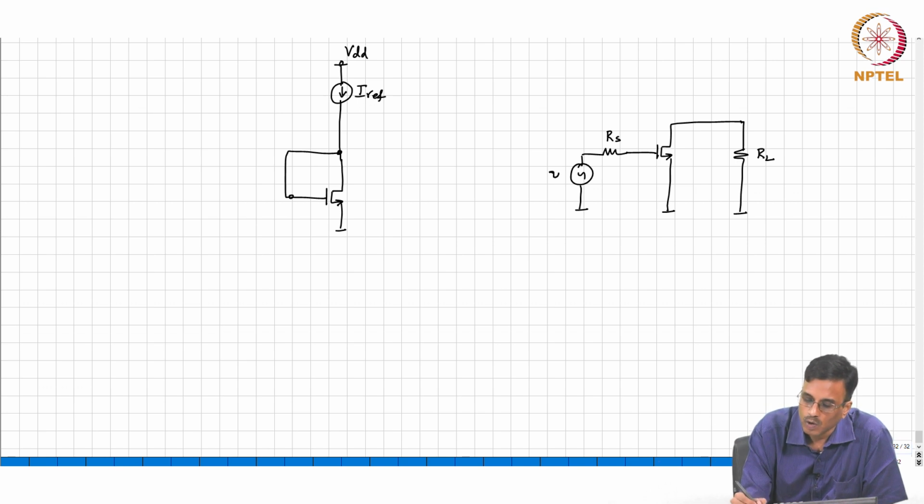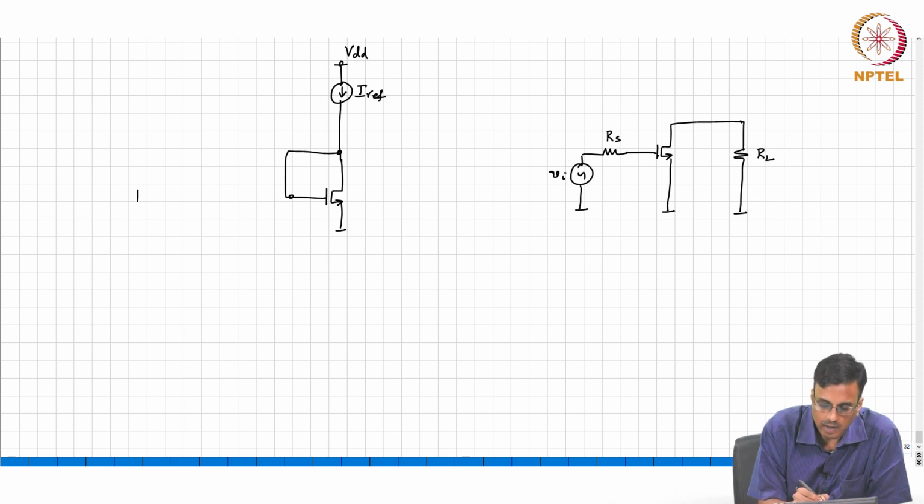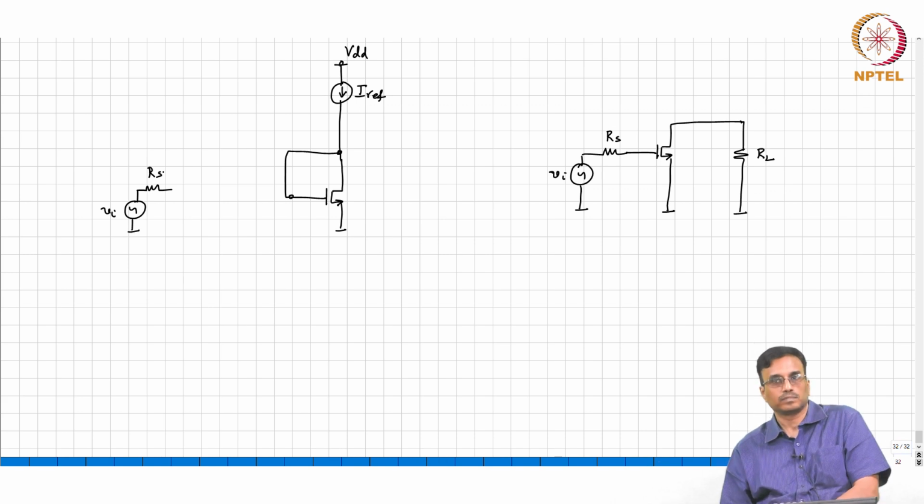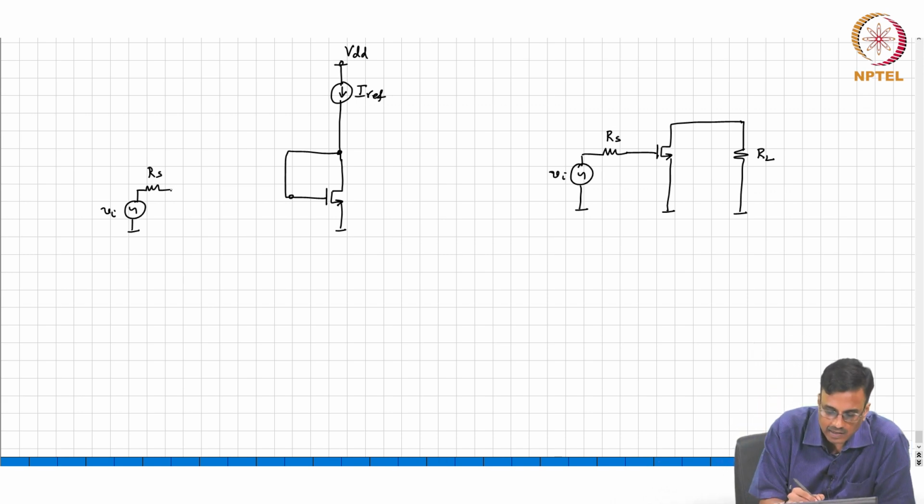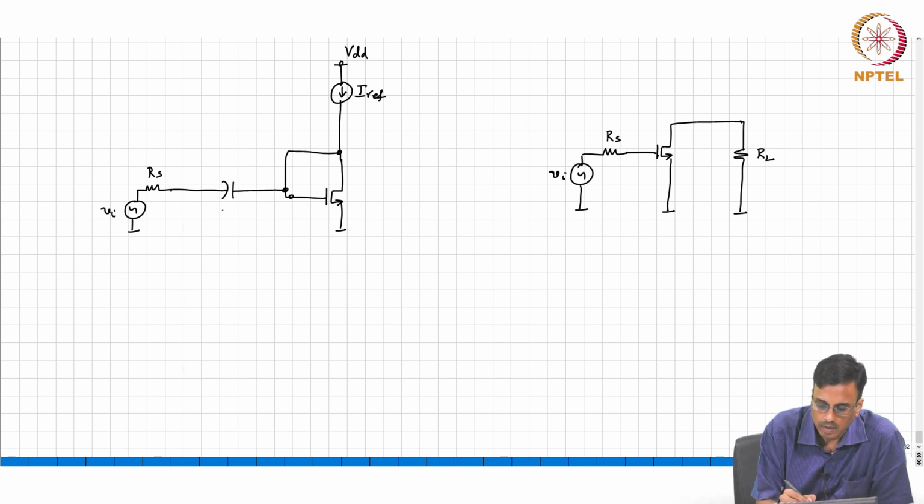Source, okay, well, that is easy. Vi, that is the source, okay. So how do I hook it to the gate? Large capacitor. Very good.